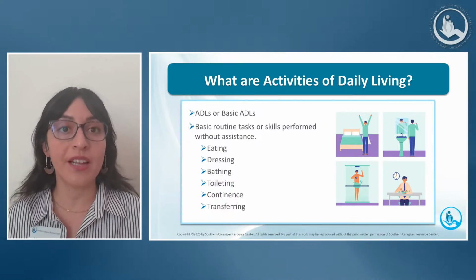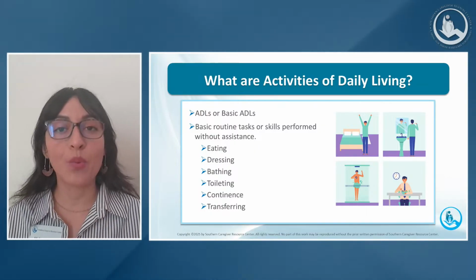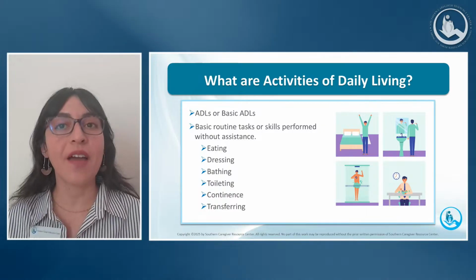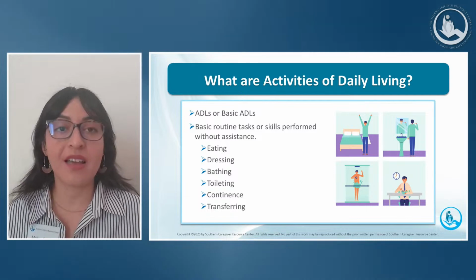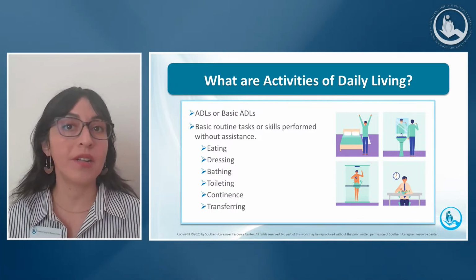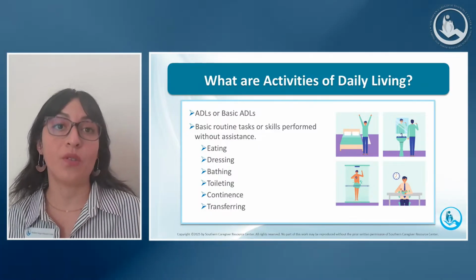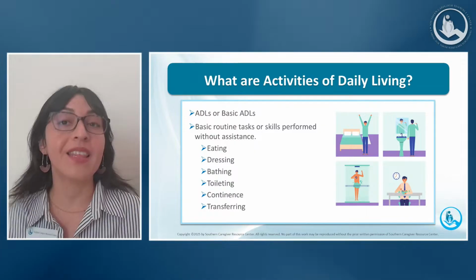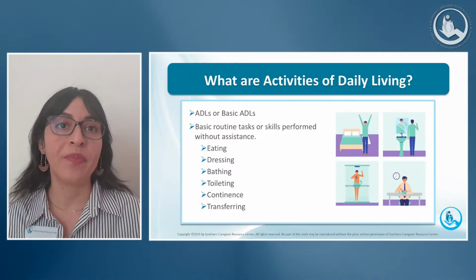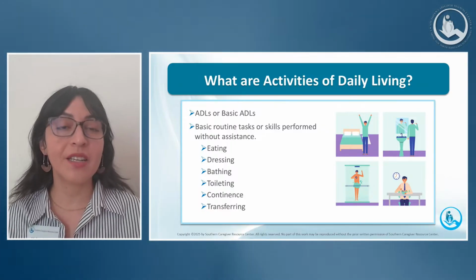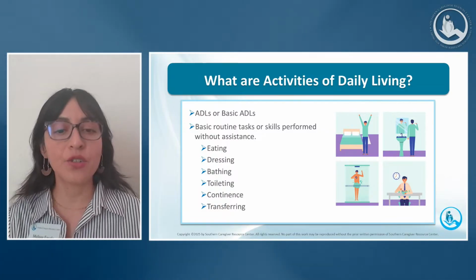Now let's go on to toileting. This is the ability to get to and from the toilet, use it appropriately, and clean oneself afterward. Any assistance needed with incontinence, that means that we can't control our urination or defecation, is also considered help with toileting. So that would mean that the person needs help with toileting ADLs. Continence is the ability to control one's bladder and bowel function, and then transferring.